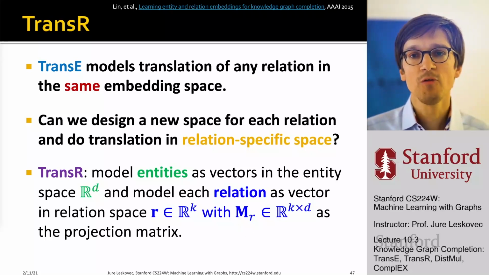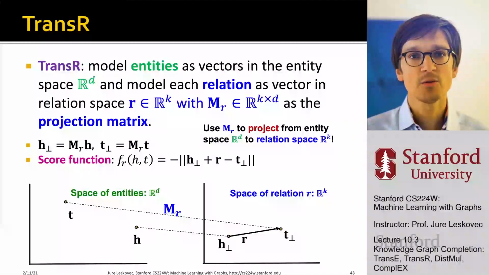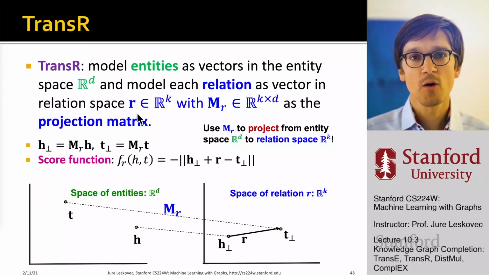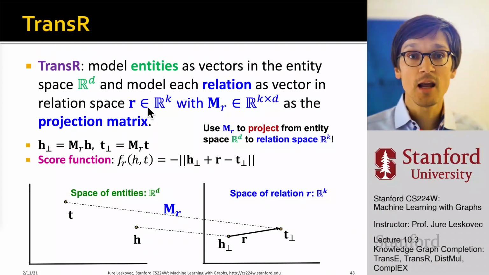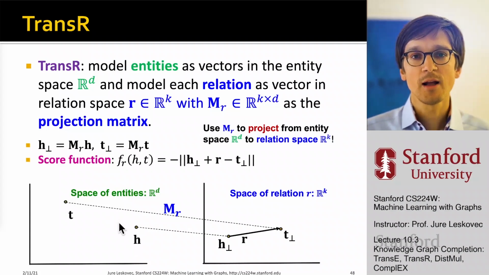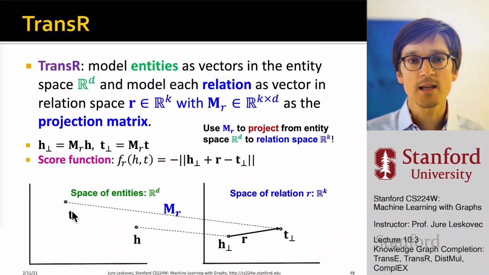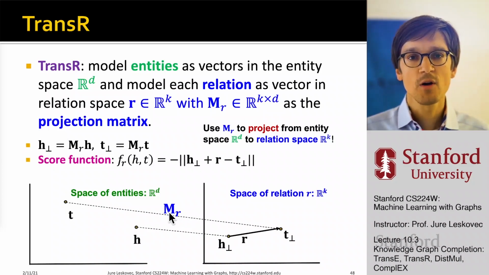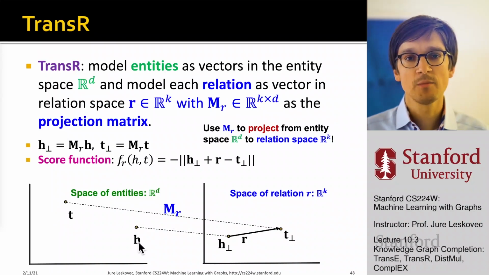So let me give you the idea of how this works. As I said, TransR models entities as points, and for every relation we are going to learn two things. We are going to learn the translation relation vector, and we are also going to learn this projection matrix M for every relation. The way I'm going to predict relations is this: if I ask whether H and T are related by relation R, I'm first going to apply matrix M to both points and transform them into a new space.